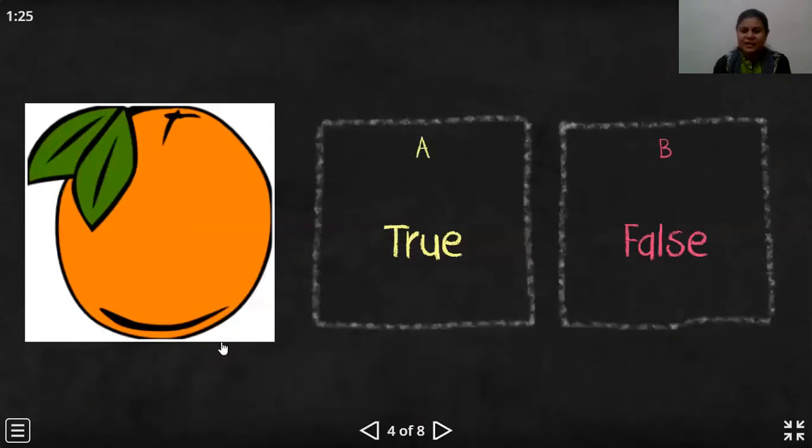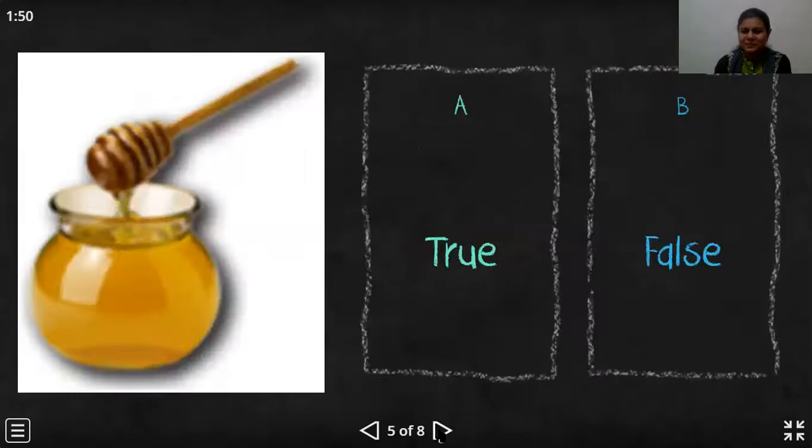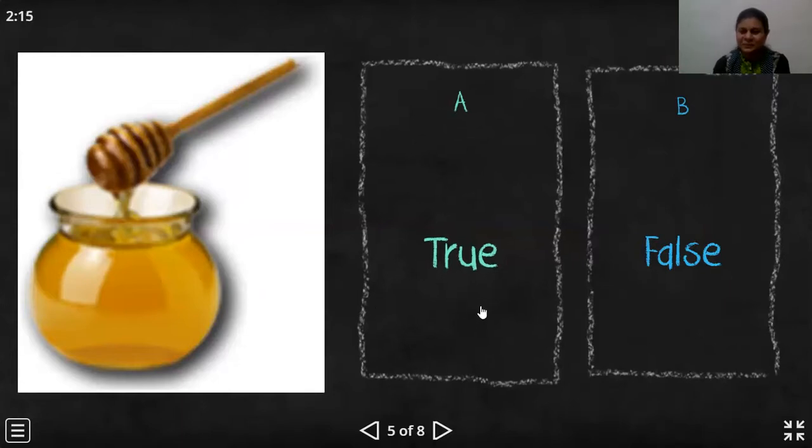Lovely. Now our next object right here. Lovely fruit. Correct, orange. Does that begin with letter H? Let's see. H, orange? No, which means it is false. Let's click on it. Right again. And what is this picture? Yes, it is healthy, healthy honey. Does honey begin with letter H? Let us try and say and check. H, honey. It does begin with letter H. So it is true. Let's click on it.